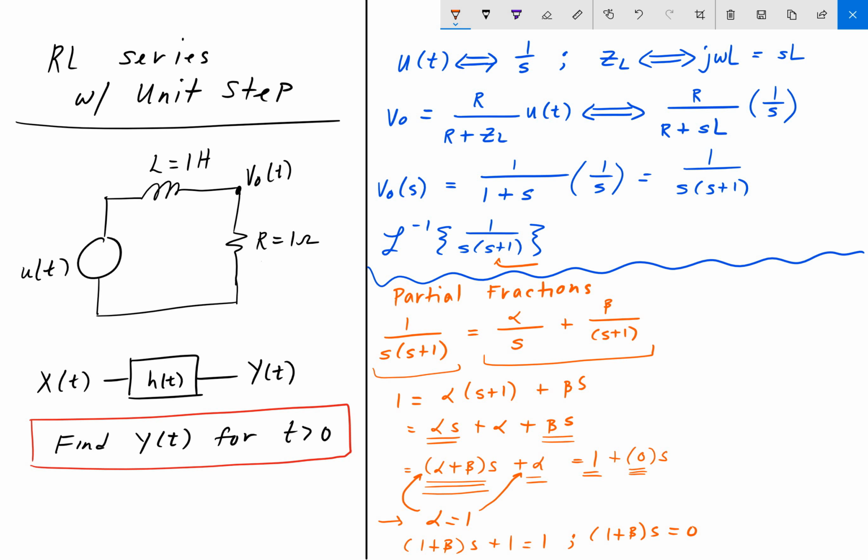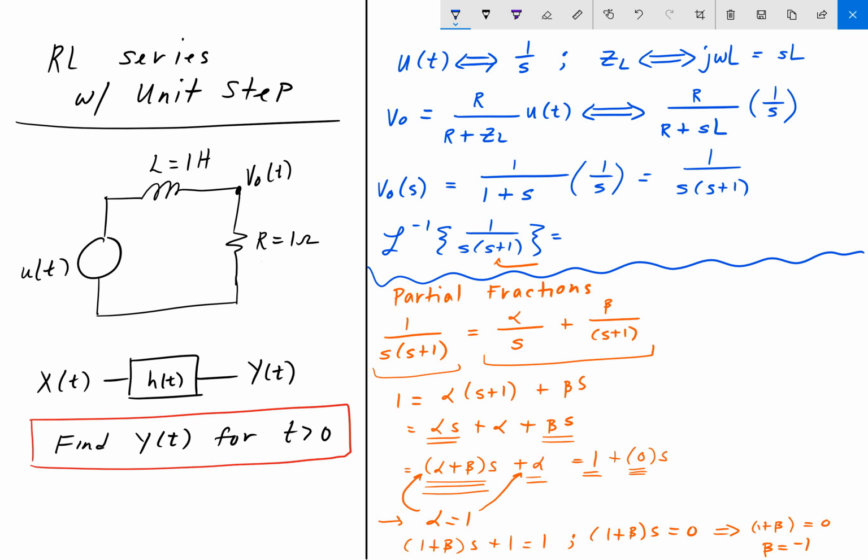Divide by s, we get 1 plus beta is equal to 0. And ultimately that beta is equal to -1. And we can check that alpha plus beta is actually equal to 0. So -1 plus 1 is equal to 0, so that checks out. So now we're given the constants that we need. So we switch colors back here.